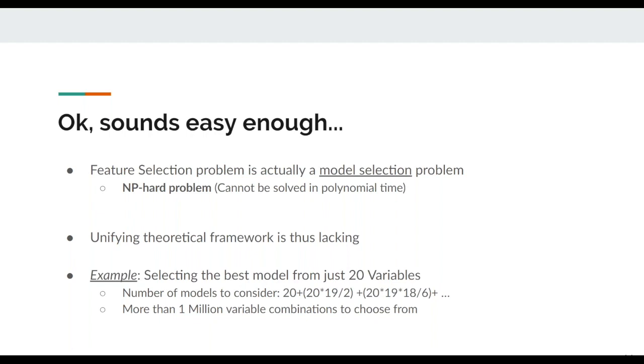It cannot be solved in polynomial time. So if you're looking for a unifying theory that says this is what you should be doing because this will always work, unfortunately, this does not exist. And an easy example to give you: if you have 20 variables and you want to select the best model with an exhaustive search, you need to consider 20 models if you use each variable independently, then 20 times 19 divided by 2 if you use them by 2, plus if you do it by 3, and so forth. If you calculate that, this actually gives you a million variable combinations to choose from. And this is 20 variables.